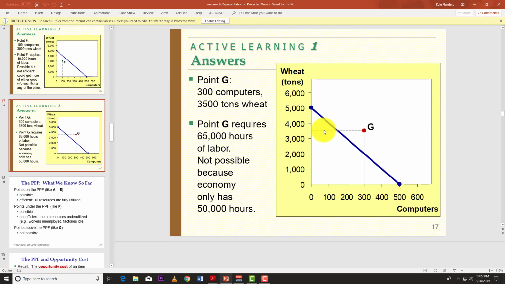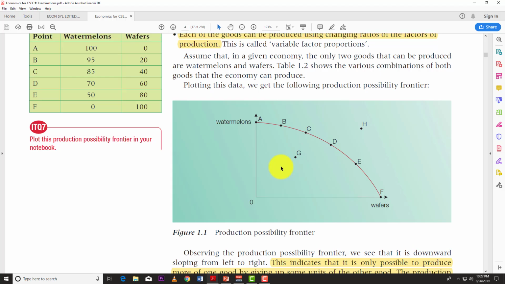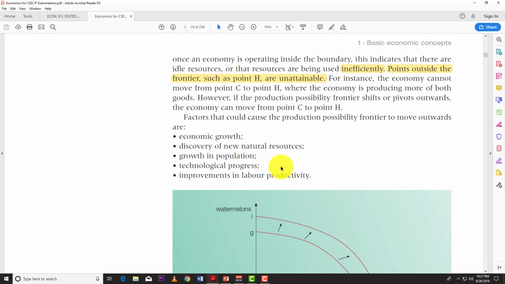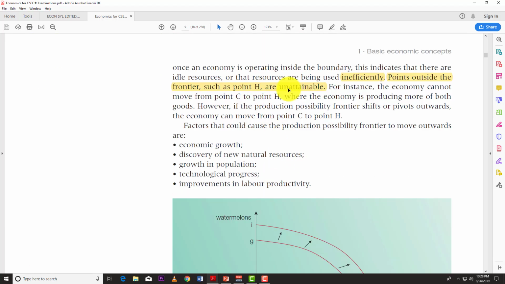You don't have enough resources to produce that many tons of wheat while you're also producing 300 computers. Something you have to give. And that is why point G is unattainable or impossible. So let's go back to the textbook. Point H, unattainable, impossible. Point G is what we call inefficient. You are wasting resources. You're not fully employing all the resources in the economy. Okay, and then this paragraph basically explains what I just said.